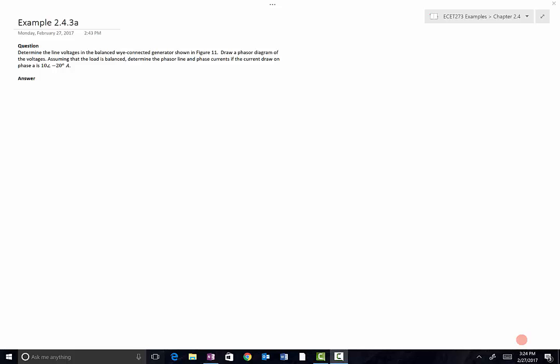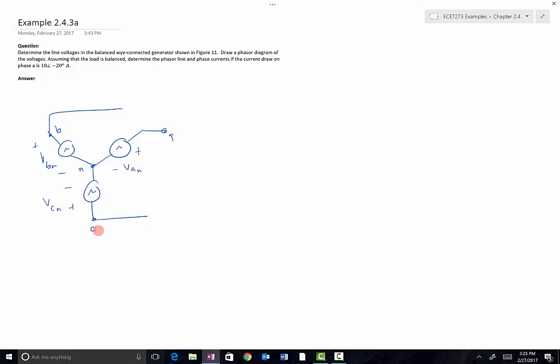So figure 11 was a Y-connected generator with a neutral. Looks something like this. We've got 3 voltage sources that are all connected together to form this Y shape. We label this one VAN, which is the voltage measured from point A to point N, so it's the voltage across the terminals of that generator right there. We've got VBN, so this point here is point B, and then we've got plus minus VCN right there. So that point right there is C.